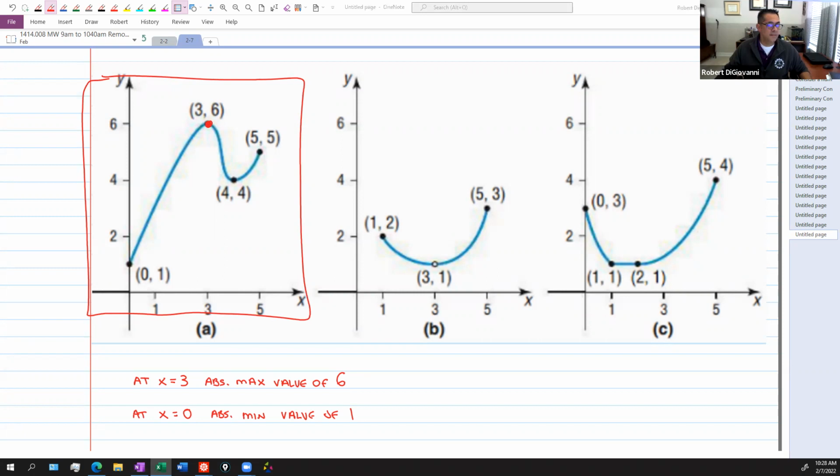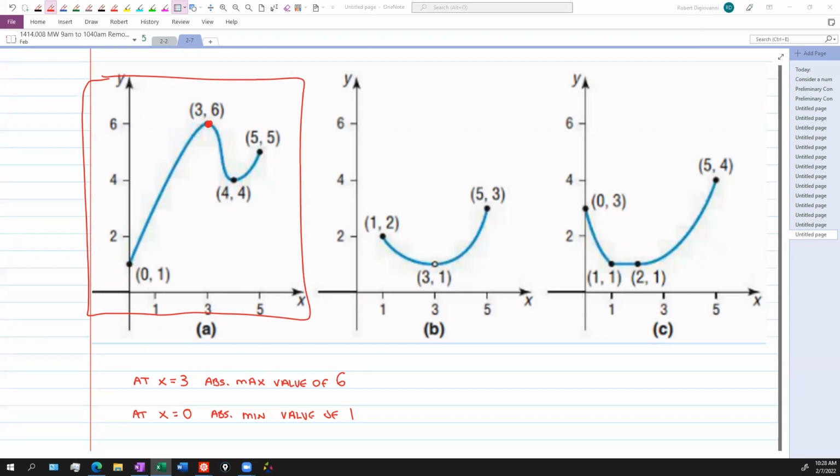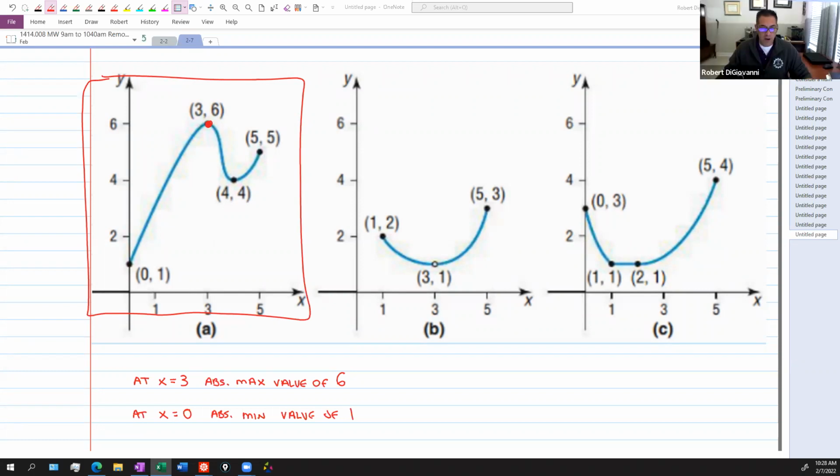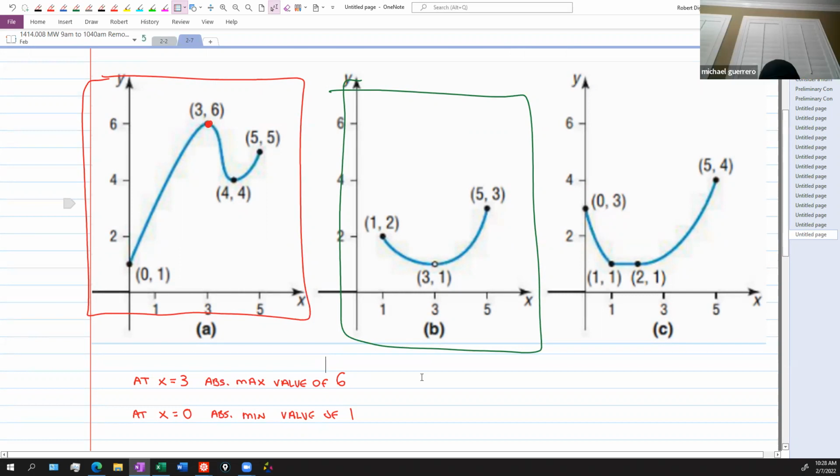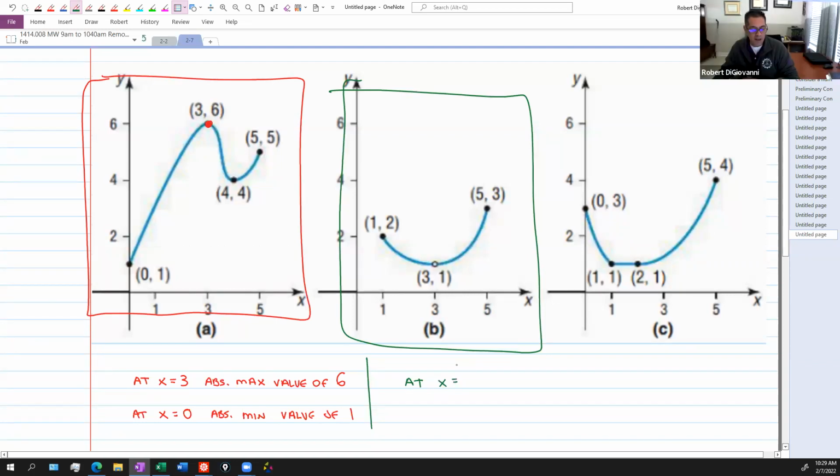Let's see, Michael, you there? Yes. Okay. Michael, you get the hard one. This one's tricky. So for part B, start with absolute maximum value. Do you have an absolute maximum value here? Yes. Okay. Where does it happen? At what value of x do you get a maximum value? 5. Okay.